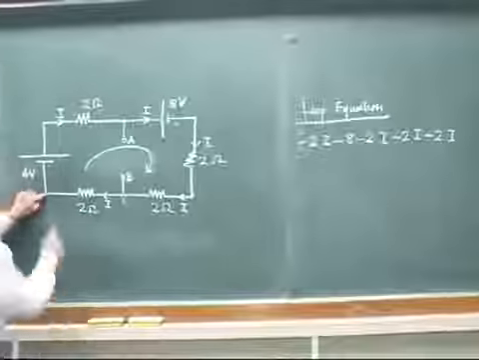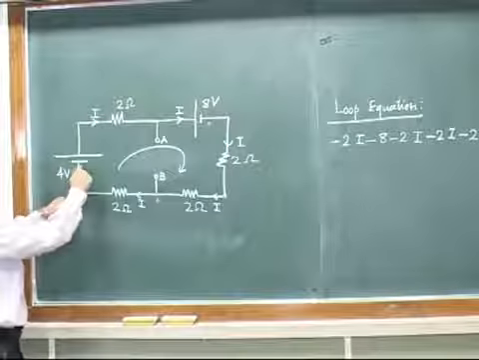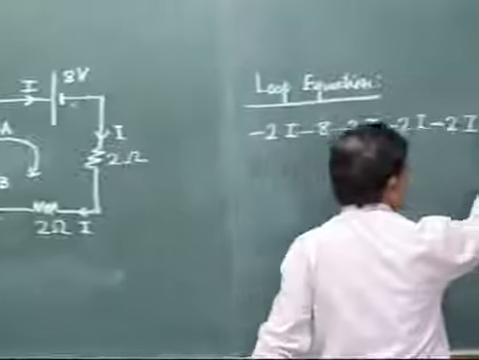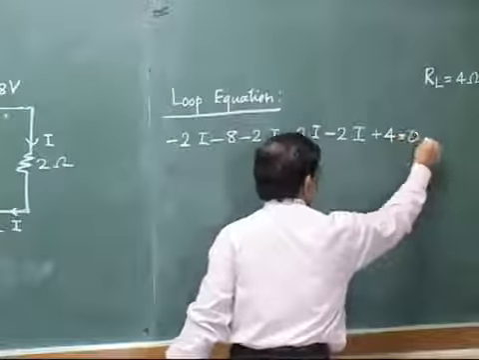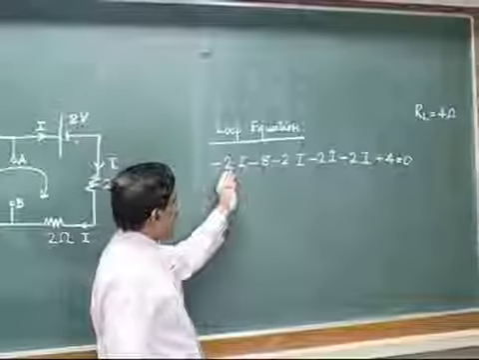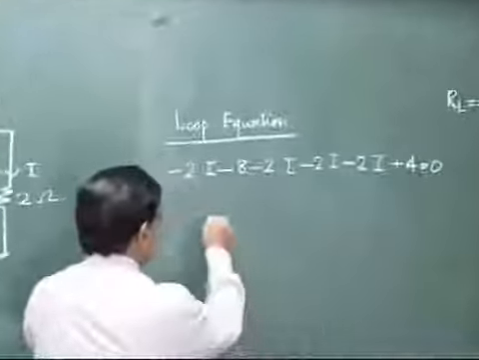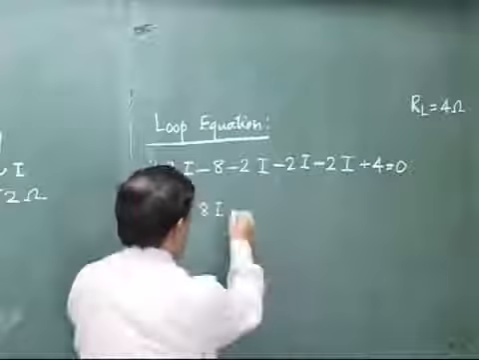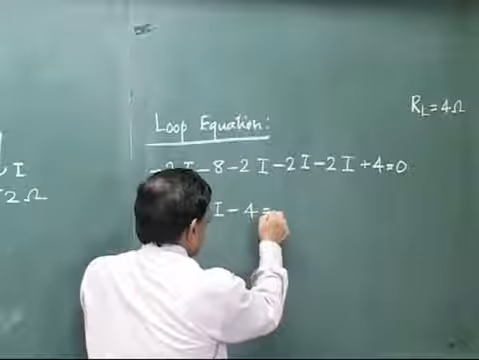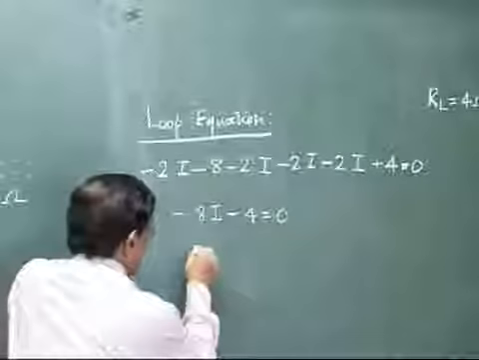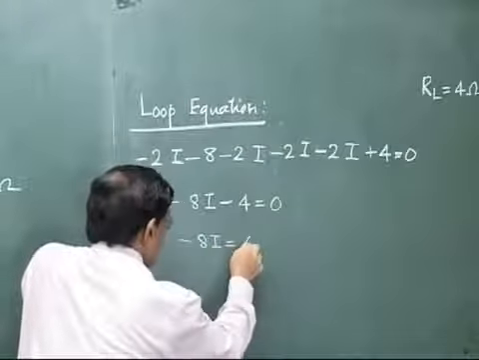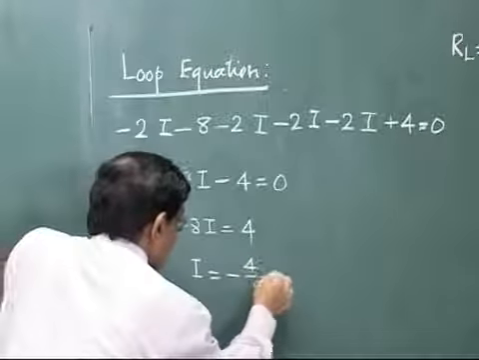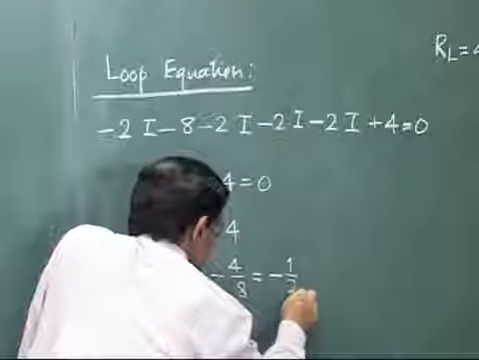And then one more thing remaining from this to starting point. So now you are jumping from negative to positive terminal of the battery. So it will be plus 4. So plus 4 equal to 0. So just to simplify it further, minus 2I, minus 2I, minus 2I and minus 2I. So minus 8I. And the constants are minus 8 and plus 4. So minus 4. This all must be equal to 0. This will give you minus 8I equal to 4. And this will give you I is equal to minus 4 by 8. That is minus 1/2 ampere.